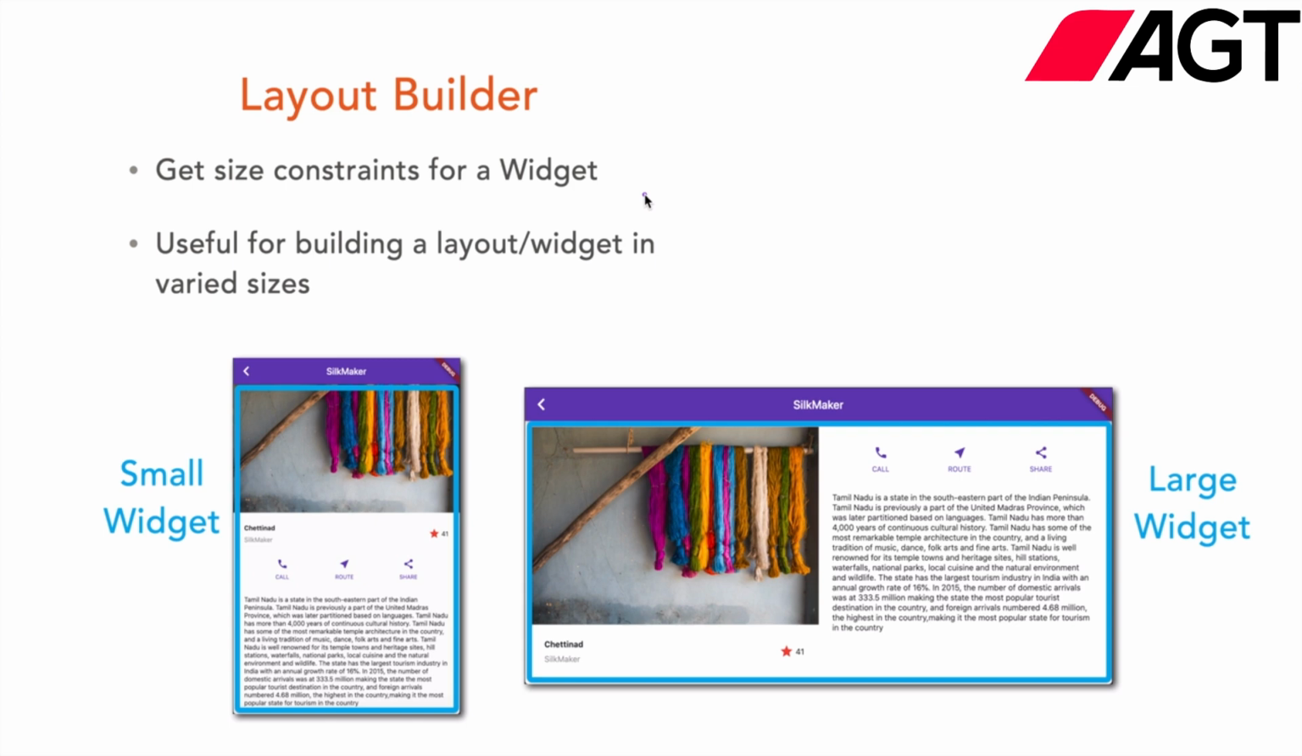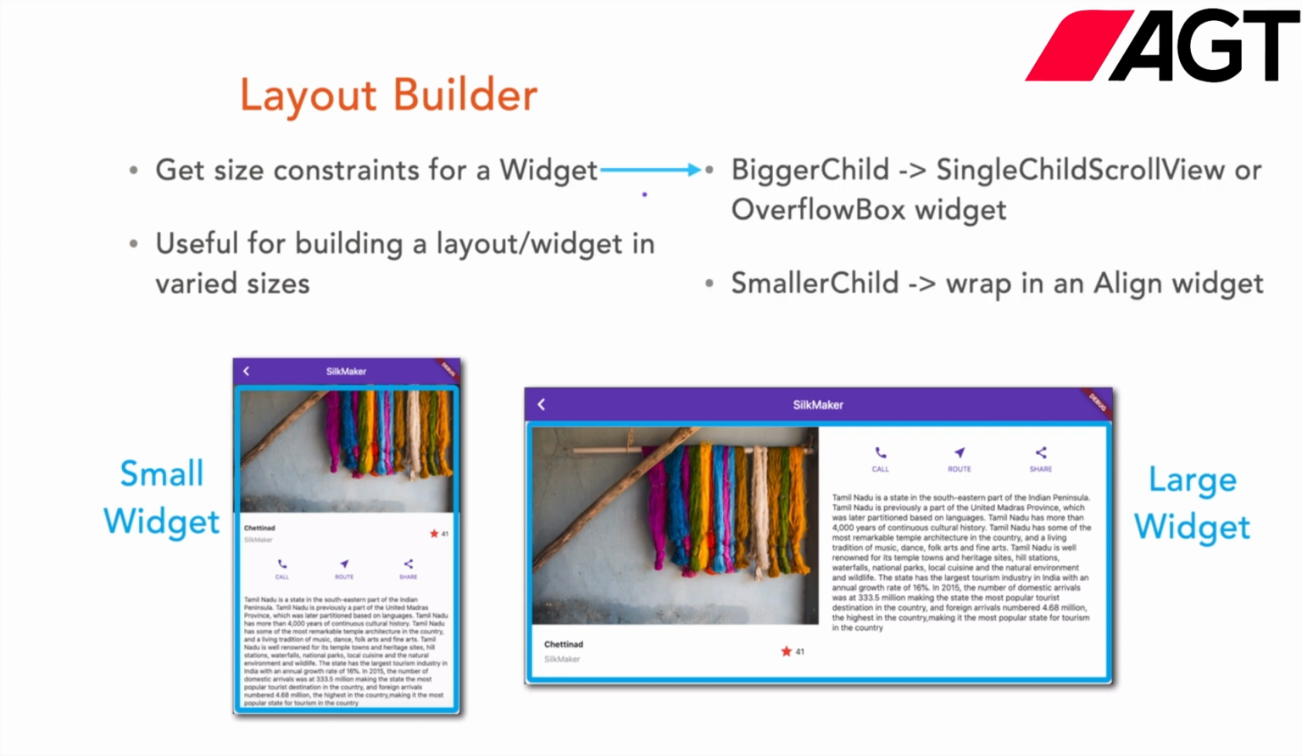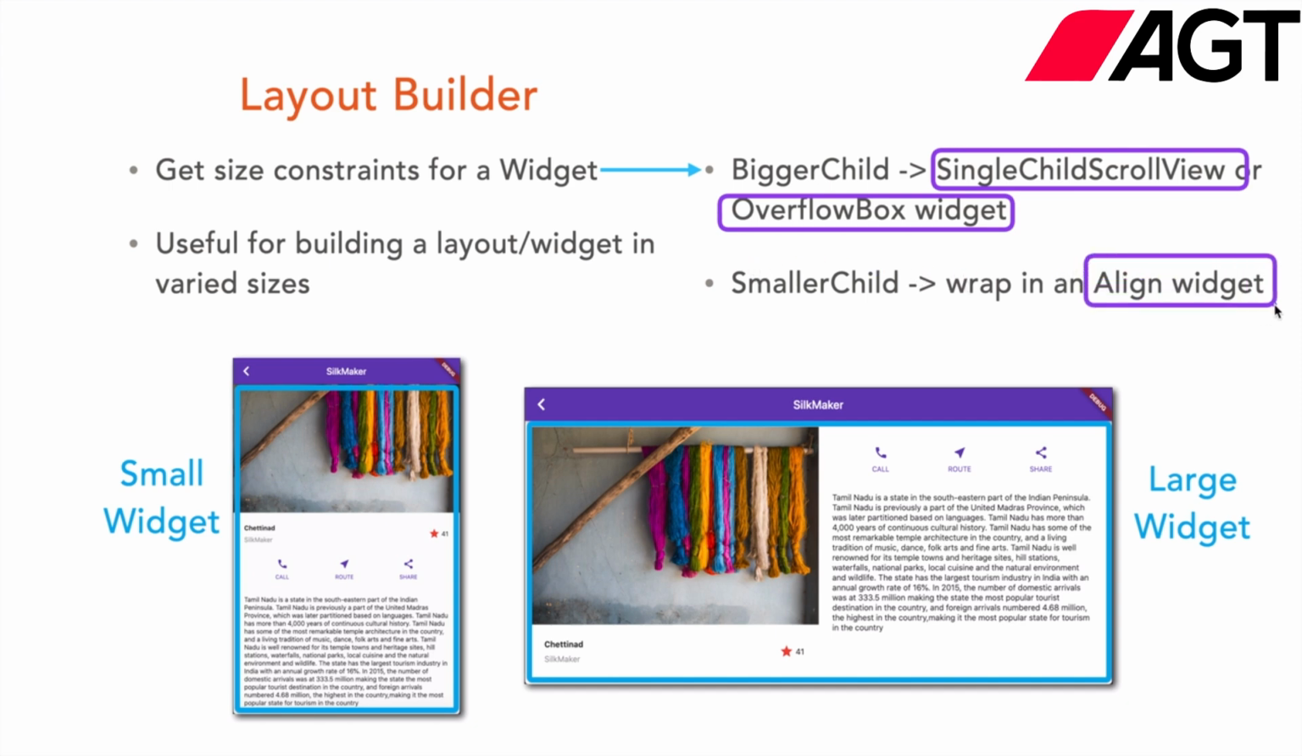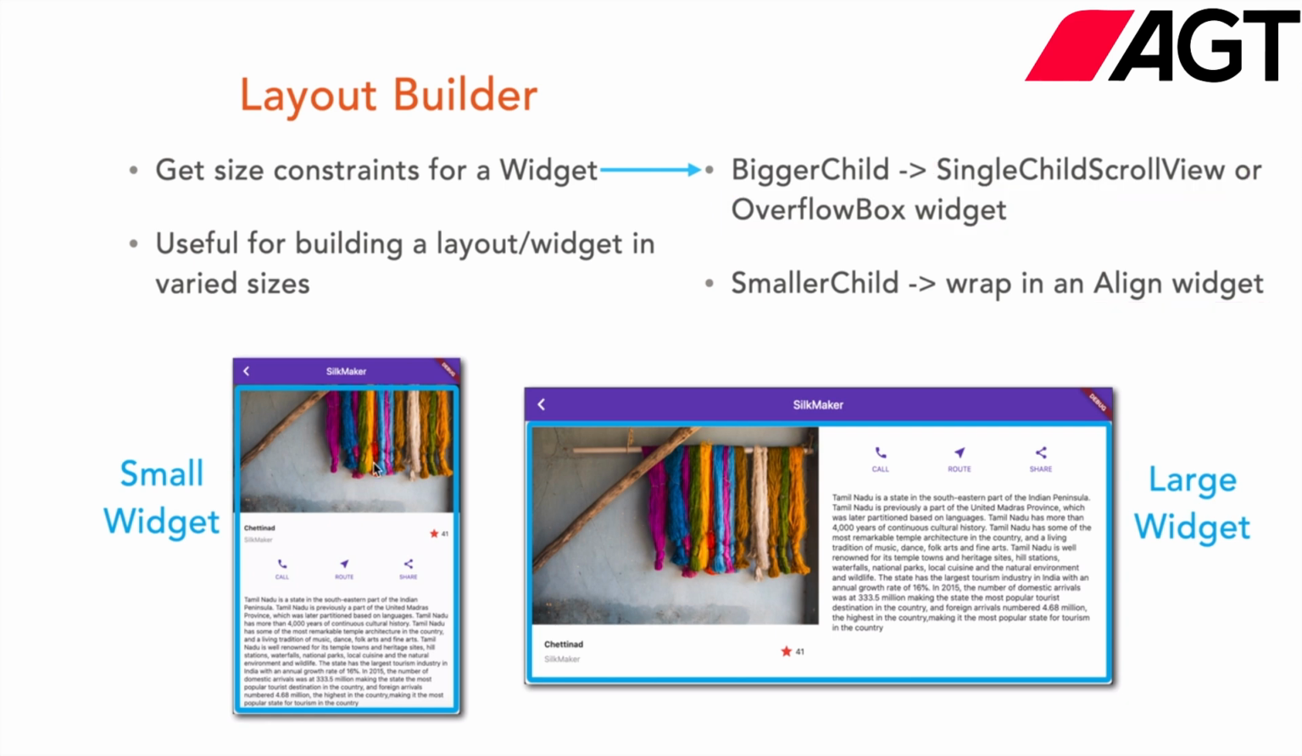But in case your widget needs to cross the size constraints, if your widget wants to go bigger than the box constraints provided, then you can wrap your child widget in a single child scroll view or a overflow widget. Similarly, if you need your widget to be smaller than the provided box constraints, then you can wrap it in an align widget so that that widget will be shown in the appropriate position in the overall space available. Here is an example of a widget that is built in 2 different sizes using Layout Builder.